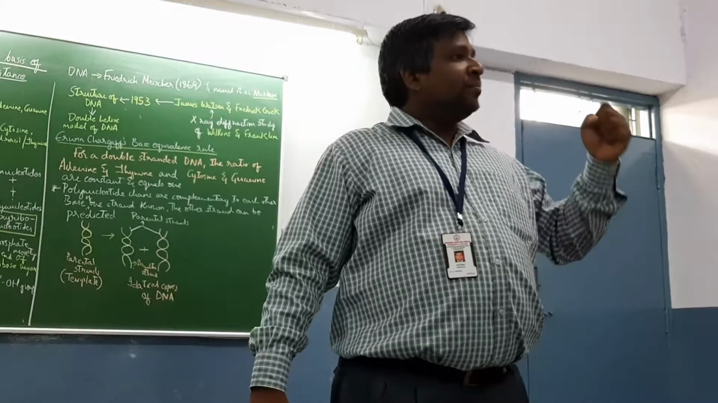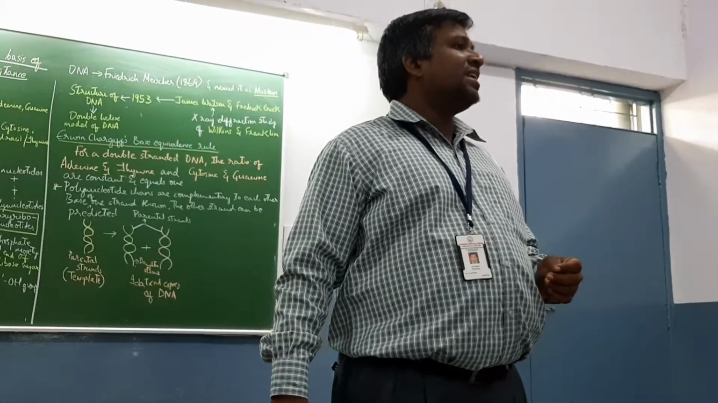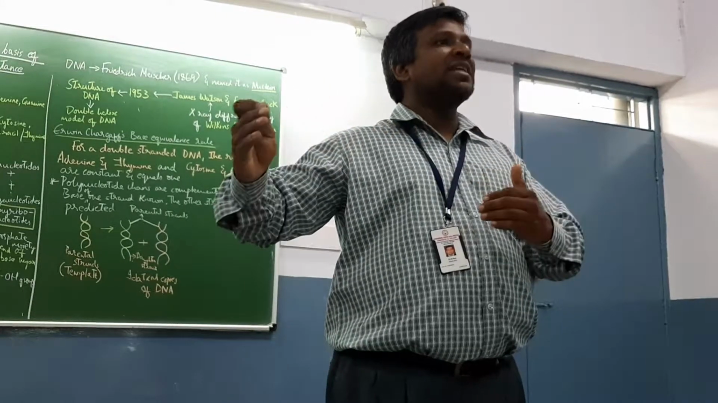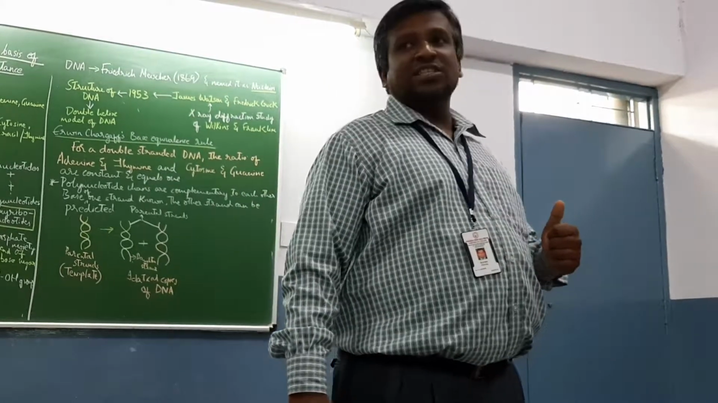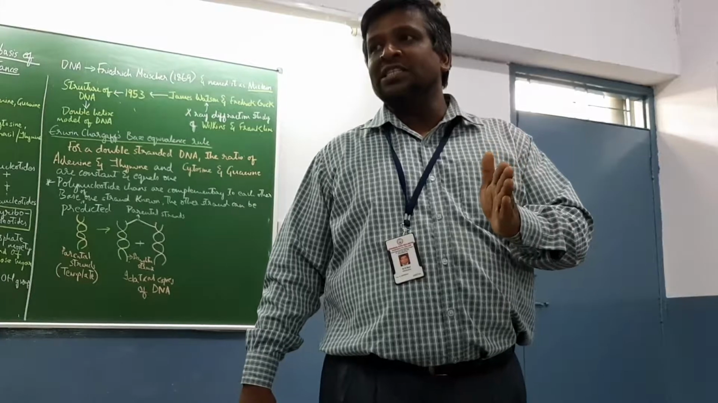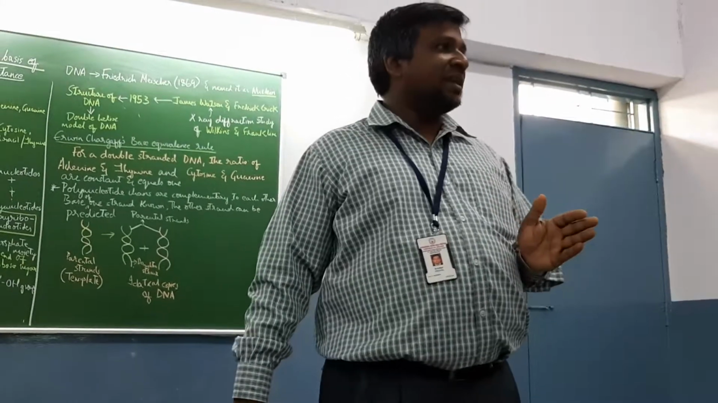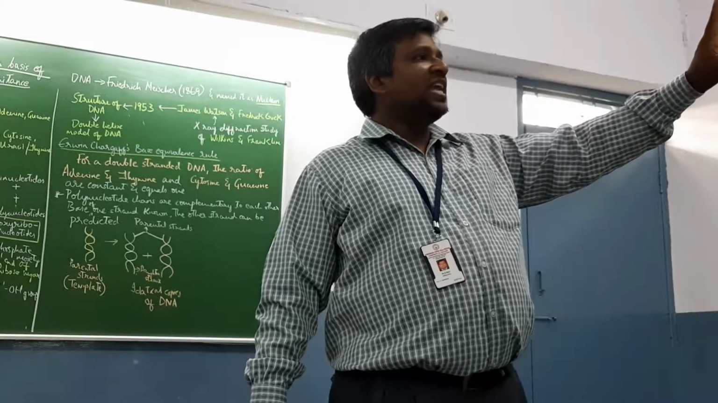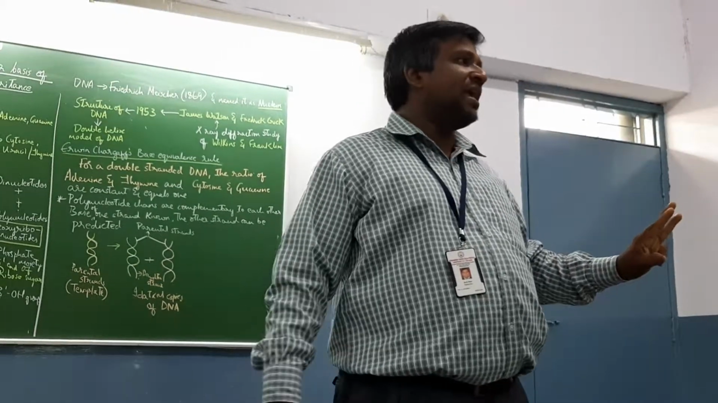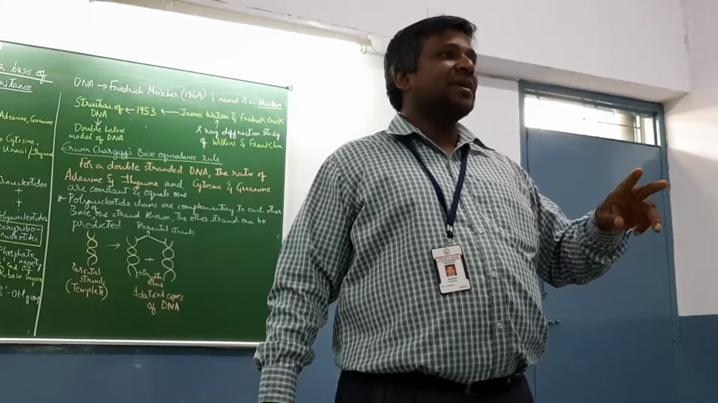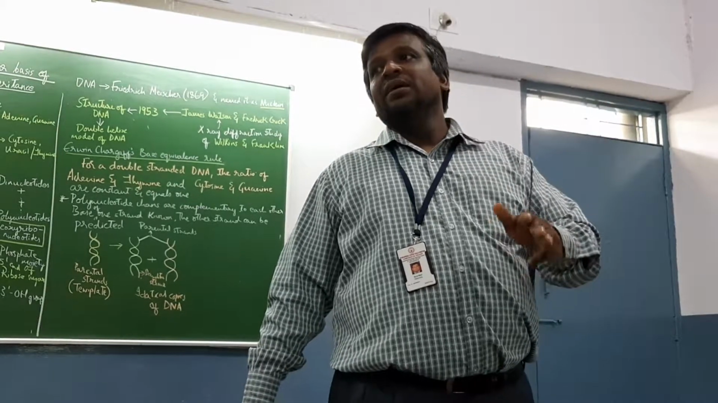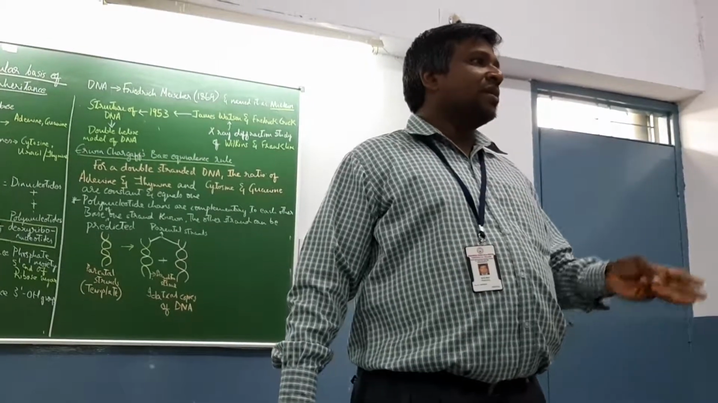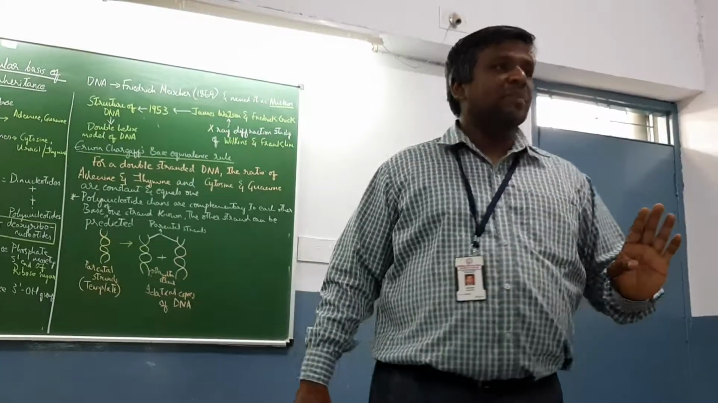Majority of organisms, DNA is the genetic material. A few organisms like viruses, RNA is the genetic material. DNA is of only one type. RNA is of three types. What are the three types of RNA? Messenger RNA, ribosomal RNA, tRNA or transfer RNA. So these are the three types of RNA.